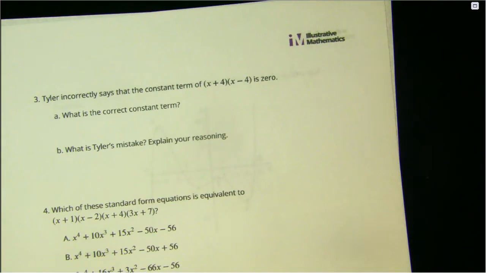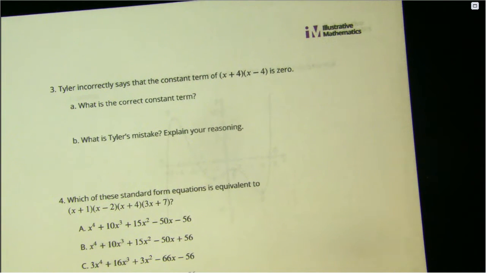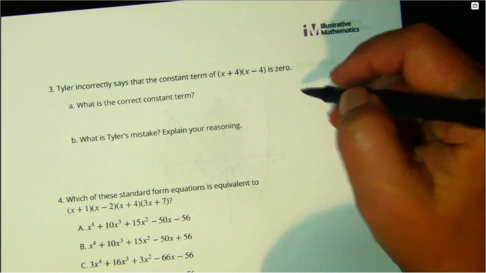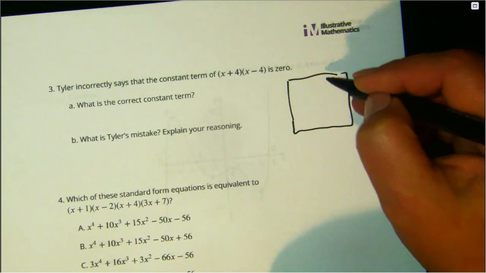Tyler incorrectly says that the constant term of x plus 4 times x minus 4 is 0. What is the correct constant term? Well, we could do a box here, or you could do FOIL. I'll keep showing the box.